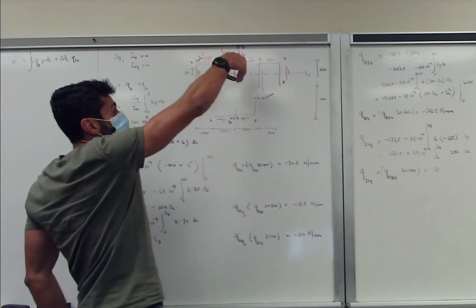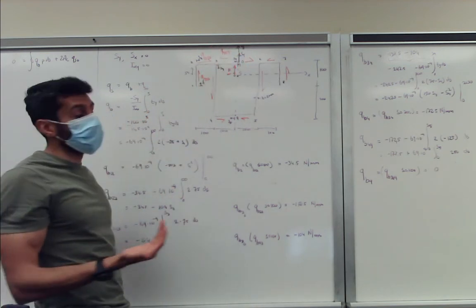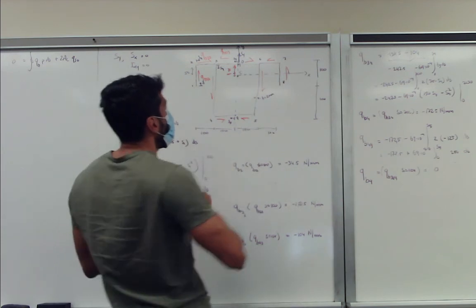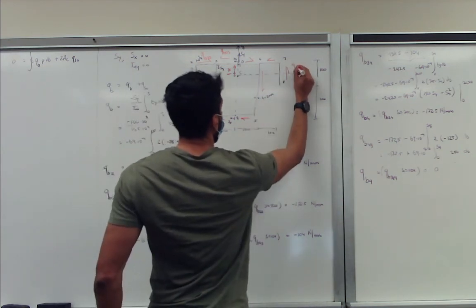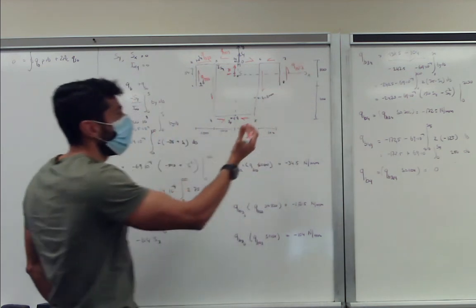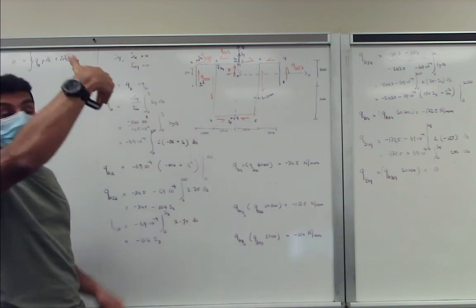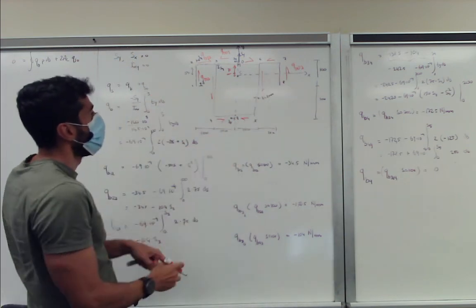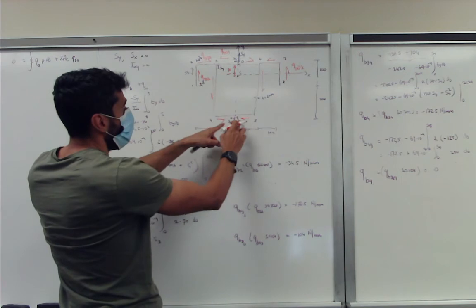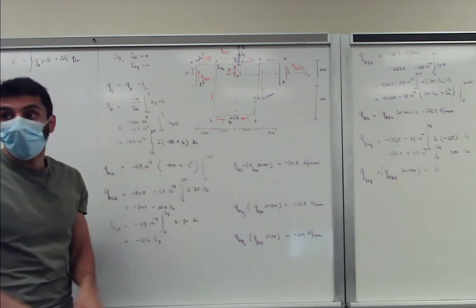Q_B12 creates a counterclockwise moment, so that's positive. However, Q_87 is equal, but creates a clockwise moment. So these two will cancel each other out, and these two will cancel each other out, and these two will cancel each other out as well.